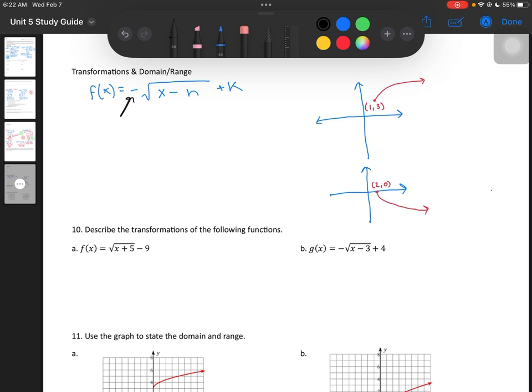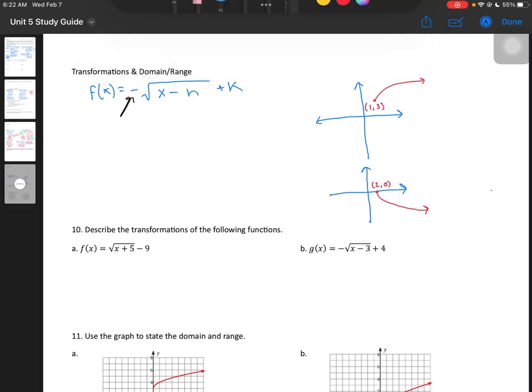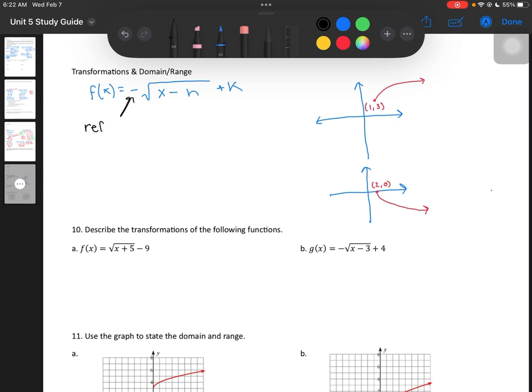So first, if we're looking at this negative sign that's in front, that negative is going to reflect our graph over the x-axis. Okay, so that means it's going to flip it. If it was going up and to the right, now it's going to be going down and to the right.